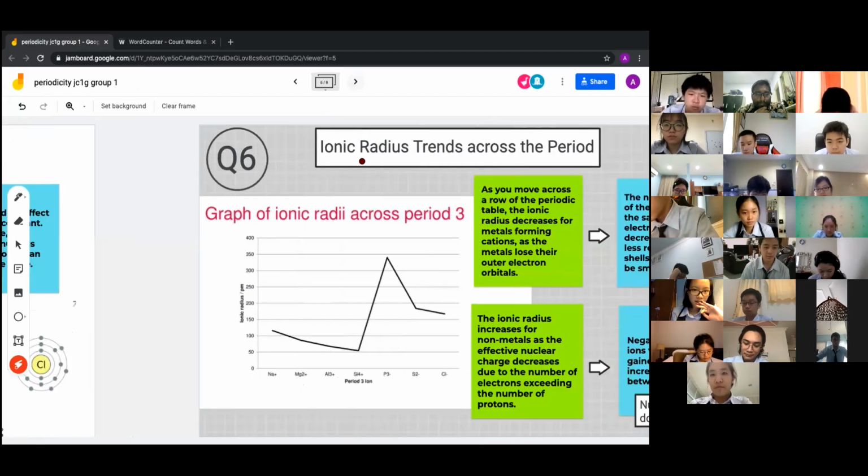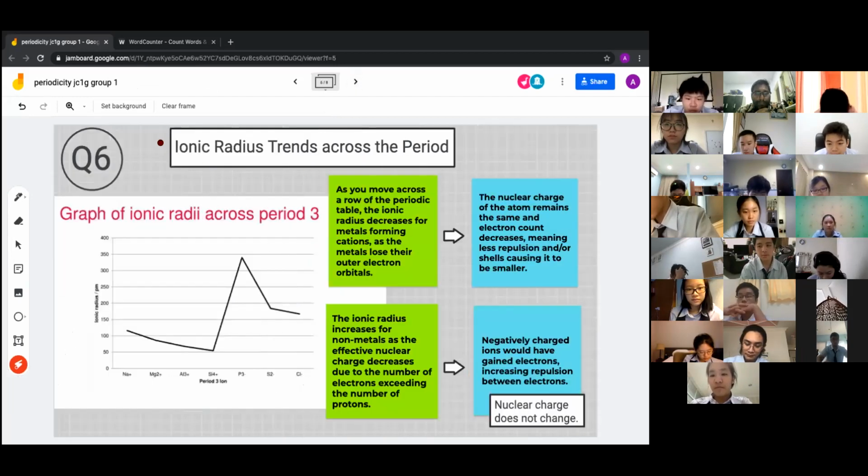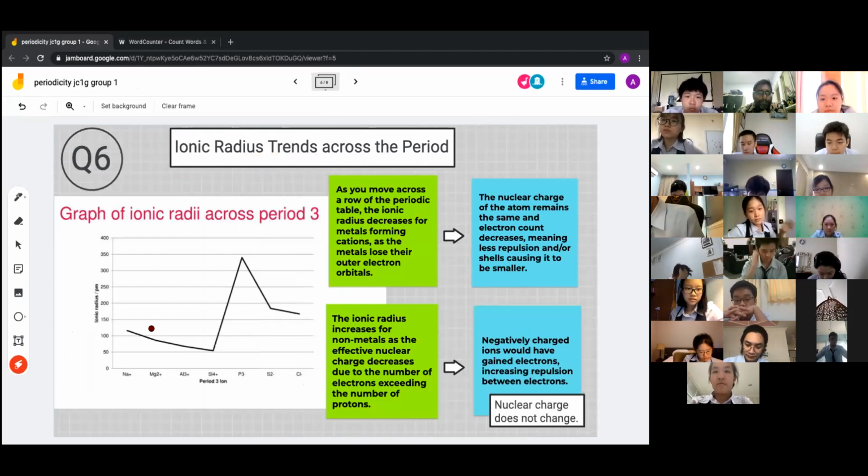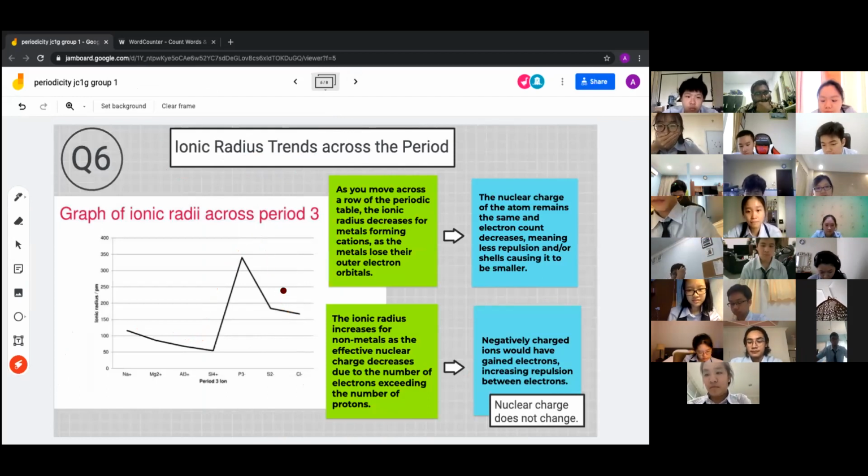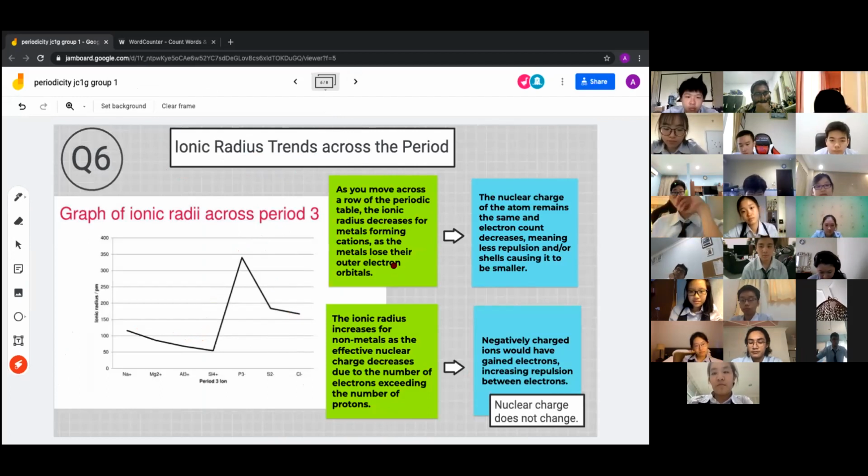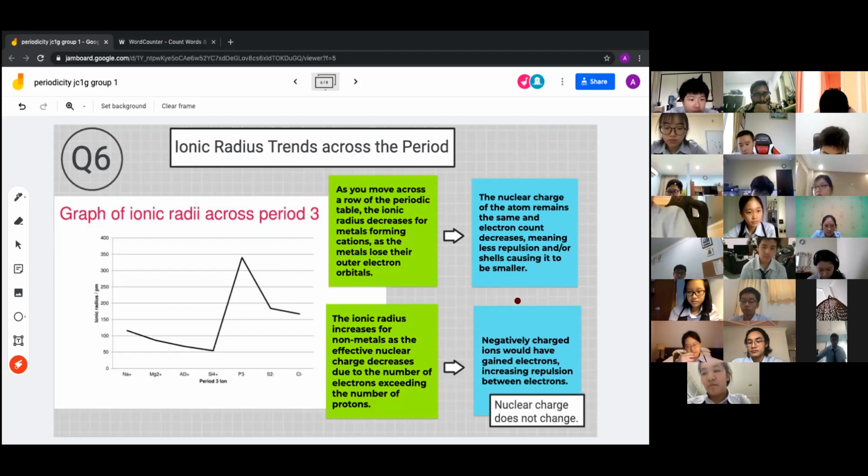Then, as for the ionic radii across the period, the metals from group 1 to 4 will generally go down as they form cations, which cause the elements to lose their outer electron orbitals. The loss in electrons and the constant nuclear charge causes the atom to have less repulsion, causing the outermost shell to be more closely attracted to the nucleus, causing the radius to be smaller.